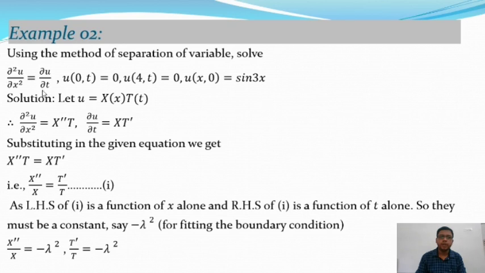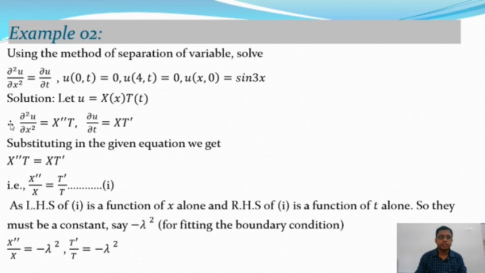So we are going to find the general solution of u, where u is a function of x comma t, by the method of separation of variables. So here is the solution of the given problem. Let u is equal to X(x) T(t). Okay, so X(x) is the function of x, T(t) is the function of t, and u is the function of x and t.